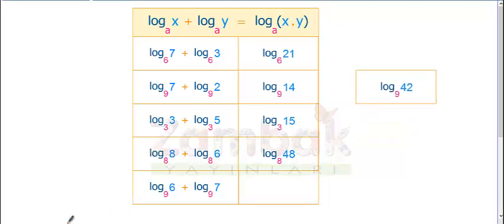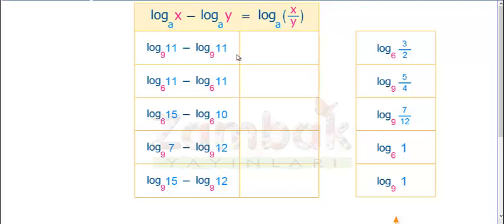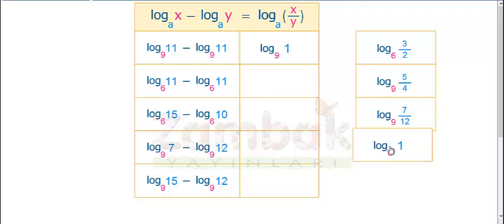Okay, here this is the next property. If we have a difference between logarithmic expressions, we should divide them. So logarithm base 9 of 11 minus logarithm base 9 of 11 is normally equal to logarithm base 9 of 11 over 11. Normally, the terms here are the same, and when you subtract two same terms, the result must be 0. Also, logarithm base 9 of 1 is equal to 0. We know that one.